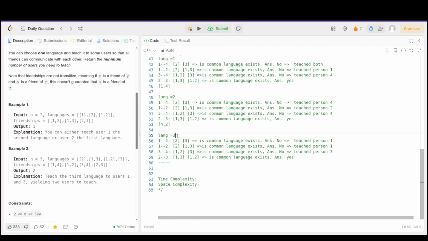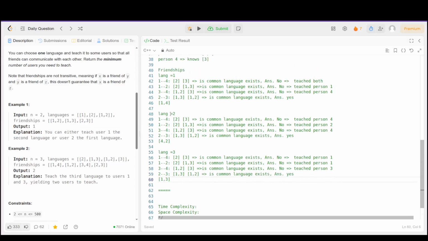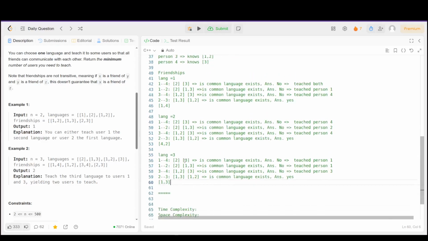And similarly, if we discuss language 3, then we first have to teach language 3 to person 1. Let's write it over here. Person 1, and over here also no common language exists, then person 1, and 3 comma 4, that is person 3. And there 2 3 already have a common language, so there are also 2 persons. So whatever language we pick, there are only 2 persons to teach, so the answer, the minimum, is 2.